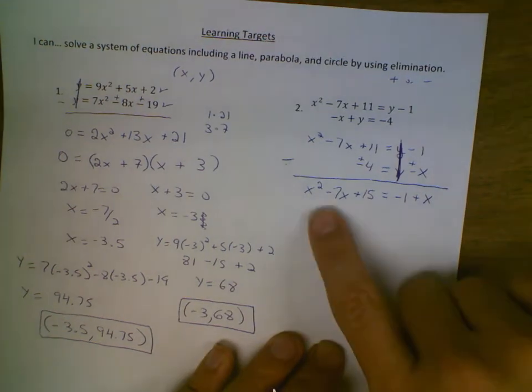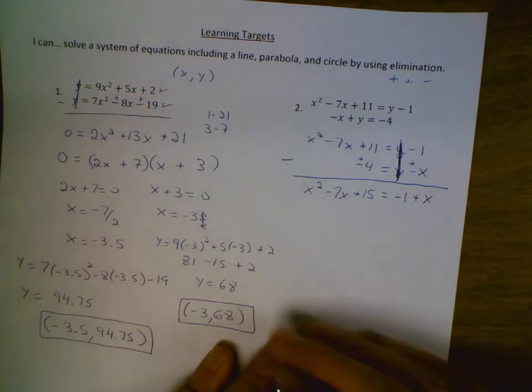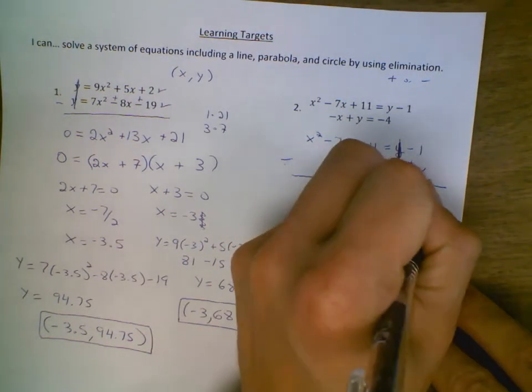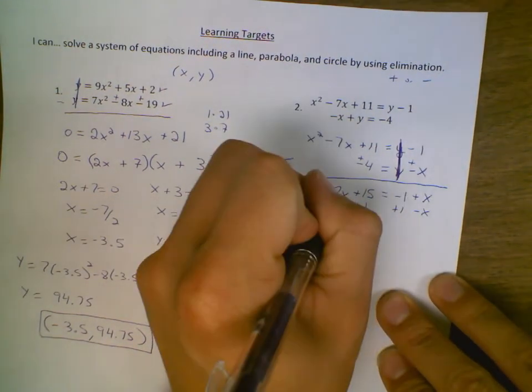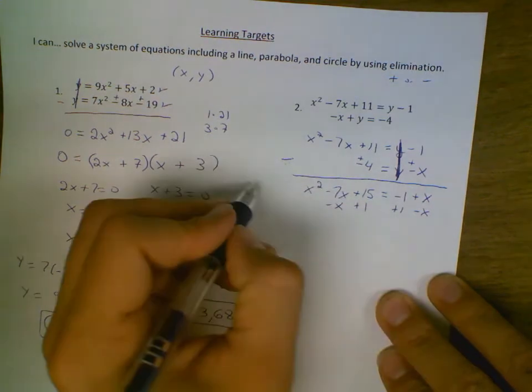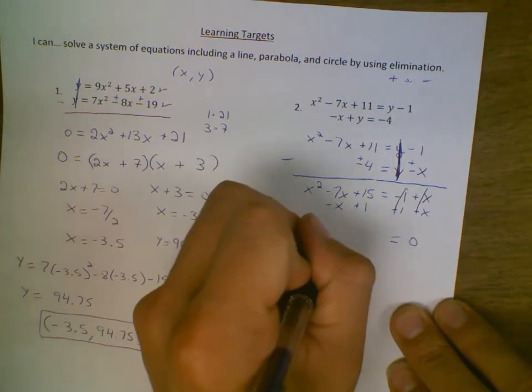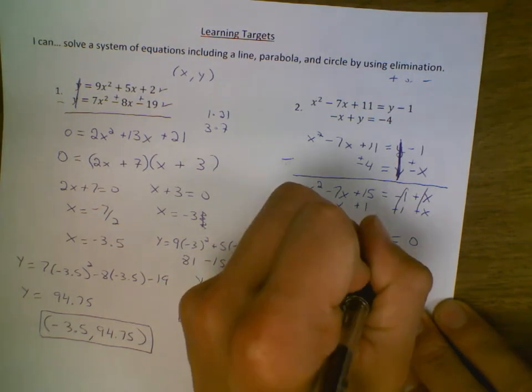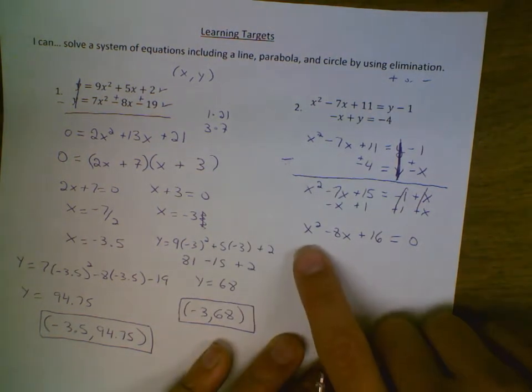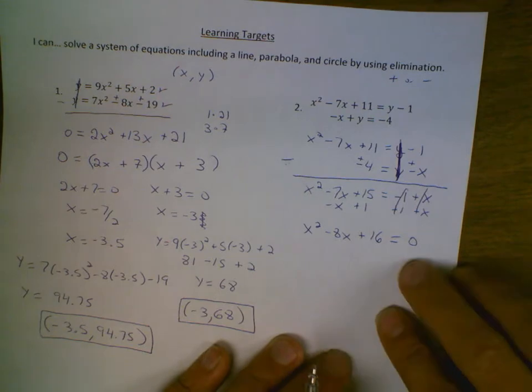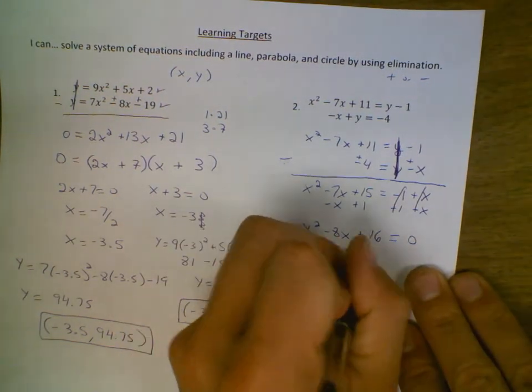I notice that I have an x squared and x, so I need to get everything on one side. So I'm going to add 1 and subtract x. Move both terms to the other side, which gives me 0 equals x squared minus 8x plus 16. Once I have the standard form equation equal to 0, I can solve this by factoring.